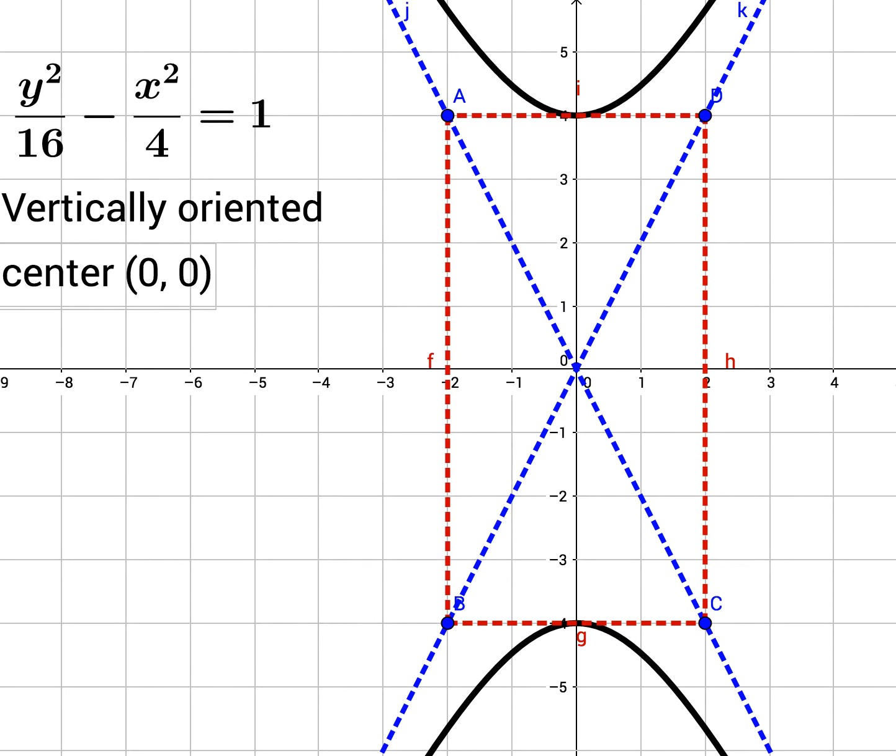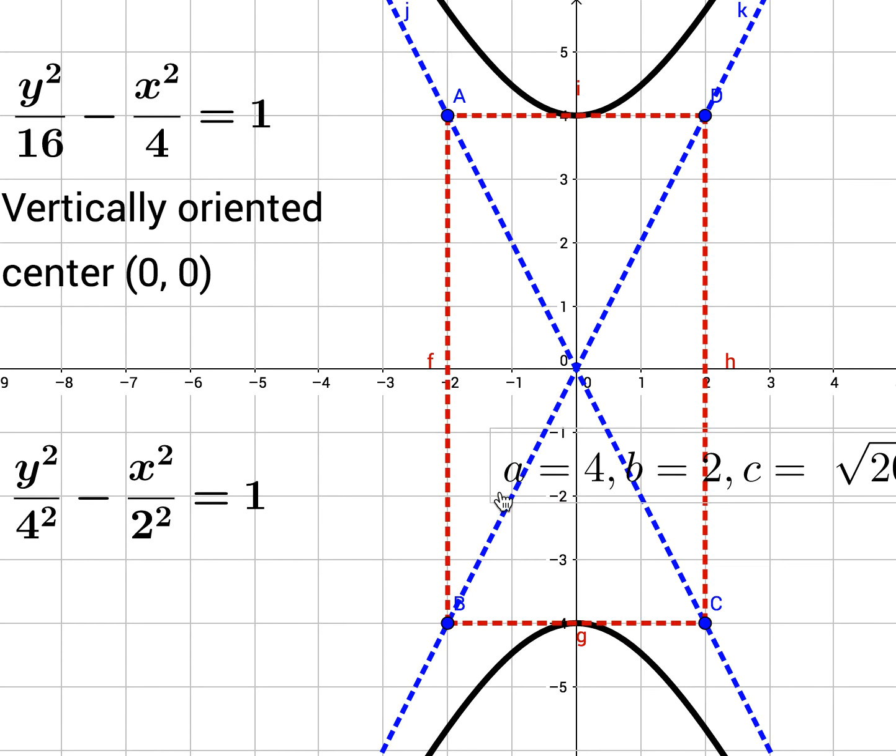Next, we're going to rewrite this equation into standard form. By standard form, I mean I want to make my denominators something squared. So 16 turns into 4 squared. 4 turns into 2 squared. This way I can identify my a is going to be 4, b is going to be 2. C squared. So remember, c squared is a little bit different than for an ellipse. C squared equals a squared plus b squared. So I have 16 plus 4, which is 20, making c equal to the square root of 20.